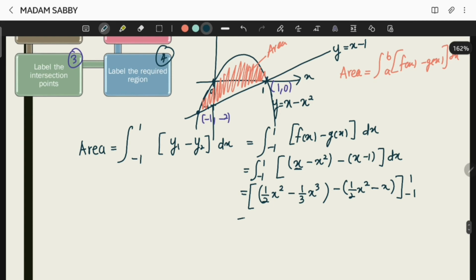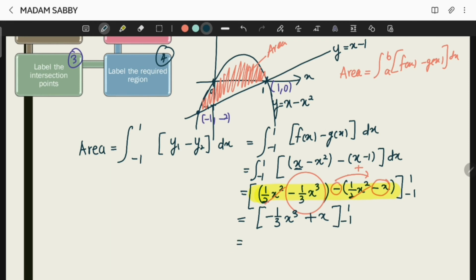Okay, so next we're going to simplify. What I mean by simplify is that I'm going to simplify the expression in the square bracket. The half x squared meets negative half x squared, so it cancels out, leaving us with negative 1 over 3 x cubed, and this negative meets a negative x, so it becomes positive. So we have negative 1 over 3 x cubed plus x between 1 and negative 1.